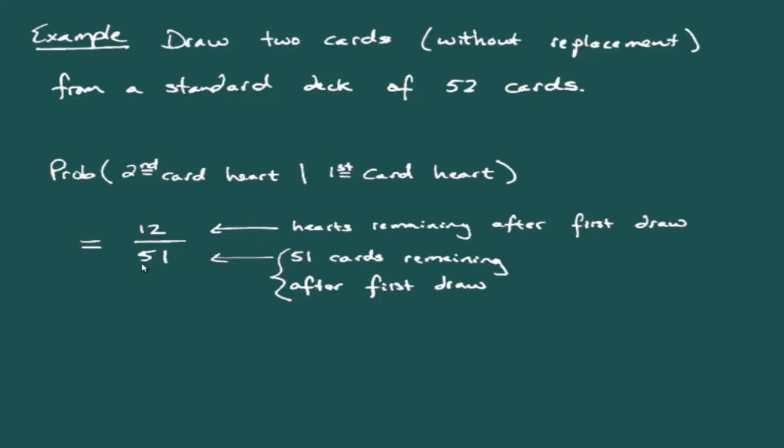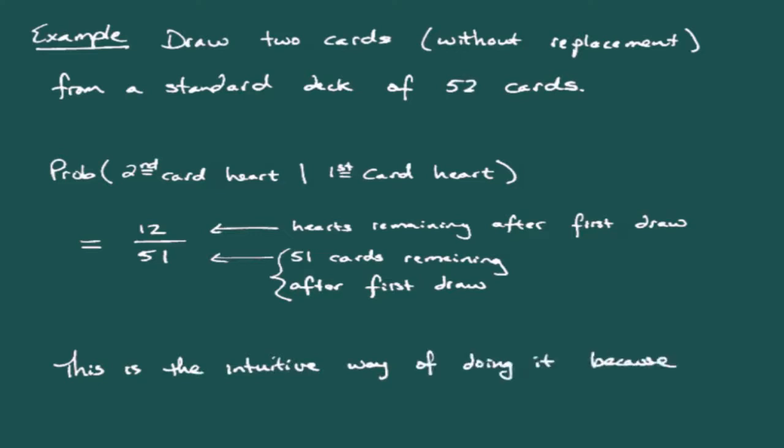And so what about the denominator? Well, we started with 52 cards. We've drawn 1, so it means we've got 51 other possibilities left. And so that conditional probability is just 12/51. Now, this is the intuitive way of doing it because the definition for doing it is a little more complicated.